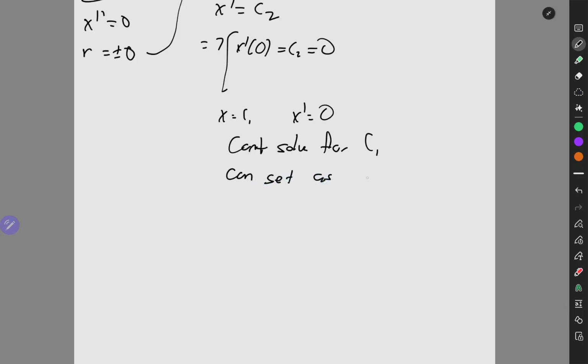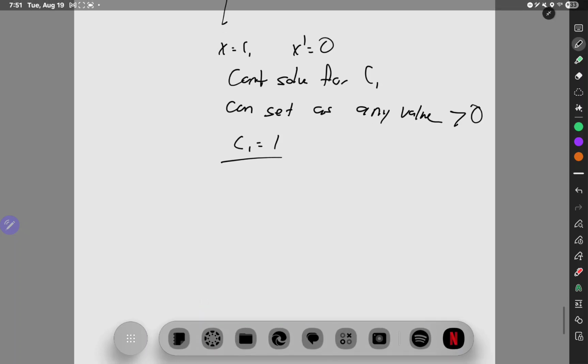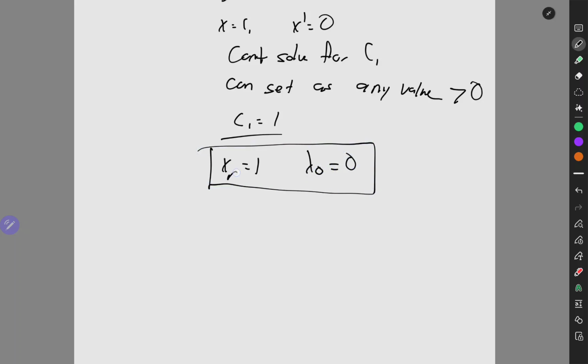Can set as any value greater than 0. We had nothing telling us that C1 could be 0, so it's going to be any value greater than 0. So we can set it as 1. It doesn't matter what we set it to. At least I don't think it does, but we're going to use whatever is easier for us, which is 1. So then that tells us that x naught is 1, and this is when lambda naught is 0. Notice how I'm using naughts. I'm basically setting n to be 0.